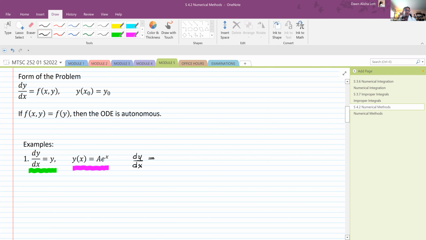So what's the derivative of that function? What's the derivative of a e to the x, assuming a is a constant? Wouldn't it be just e to the x? Okay, so the constant stays there, so I just get a e to the x. So now if I put dy dx, I get a e to the x. And if I put y, that is a e to the x, I have a true statement.